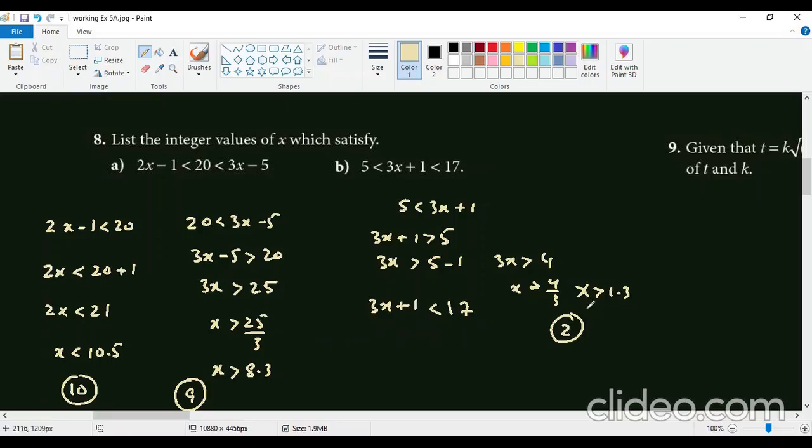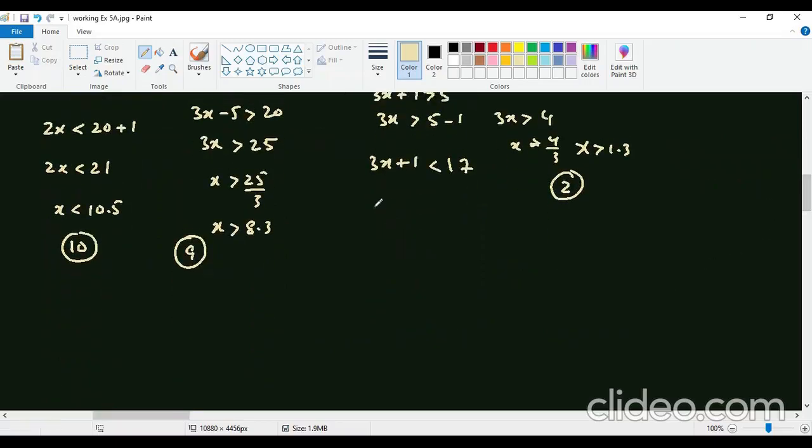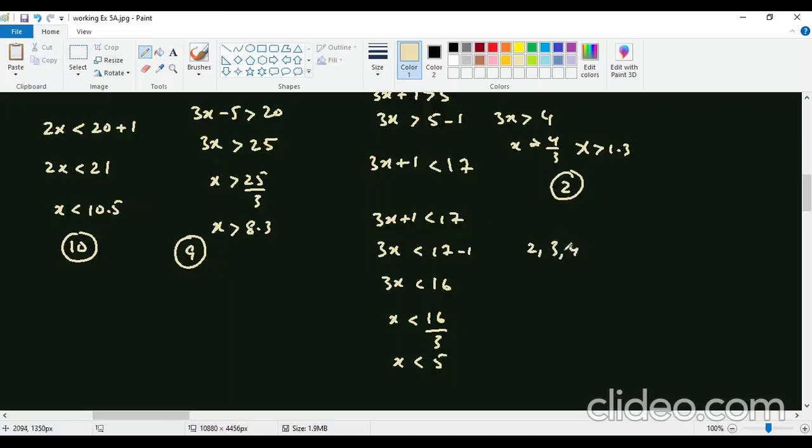When it comes to the second part, it says 3x plus 1 less than 17. So I can write this as 17 minus 1, and 3x less than 16. So x is less than 16 over 3. So 5 point something, less than 5.3. That means 2, 3, 4, and 5 is going to be the answer for this question.